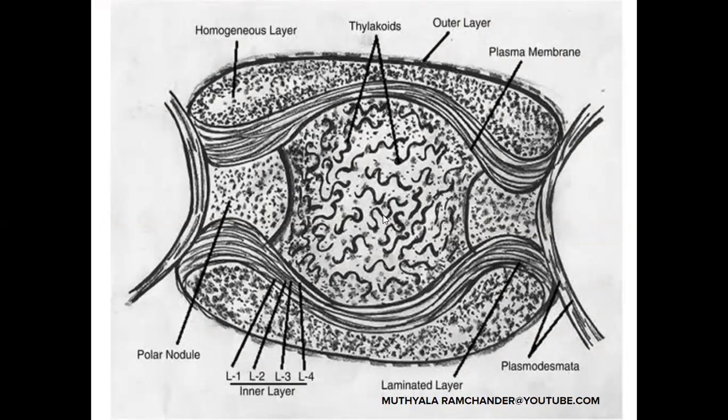At the same time, heterocysts also help in nitrogen metabolism. According to some scientists, the heterocyst also helps in vegetative propagation. This is the normal vegetative cell structure and heterocyst cell structure of the cyanobacteria.